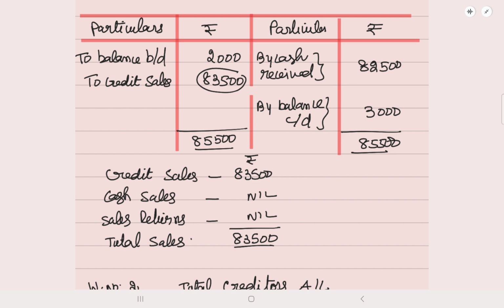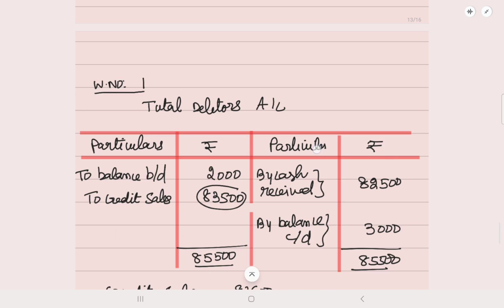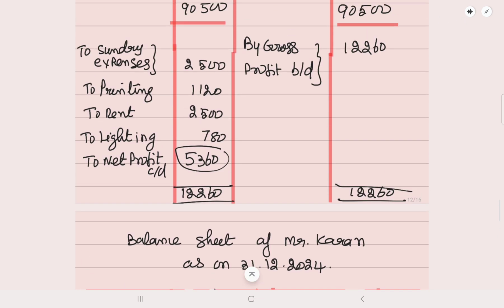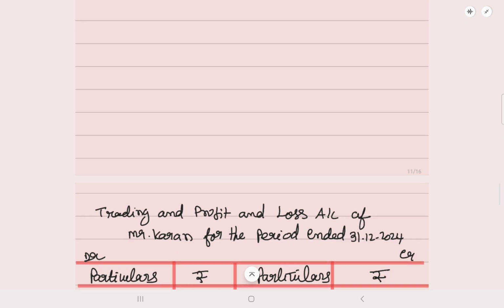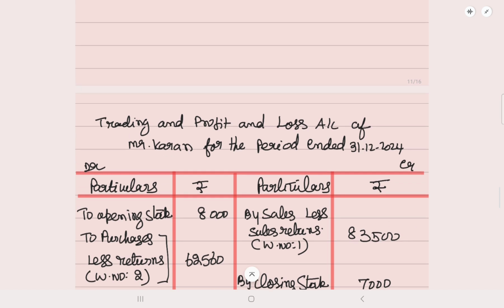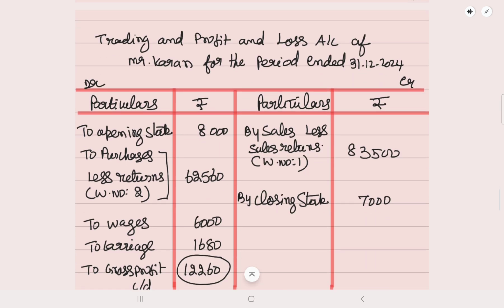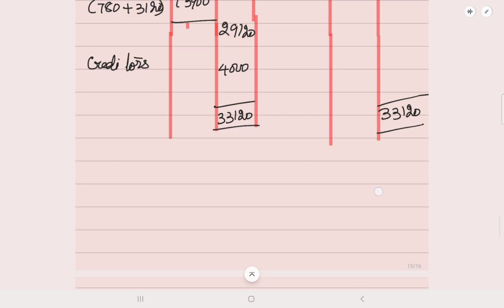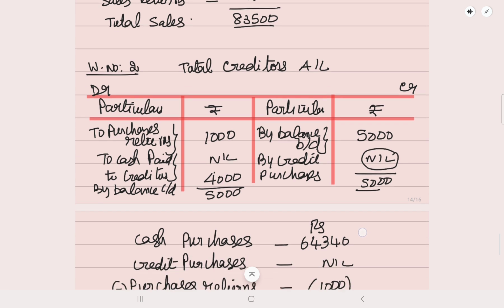Total sales 83,500. Closing stock 7,000 is given. Opening stock 8,000. Purchases less purchases returns, 62,560 as per working note 2.